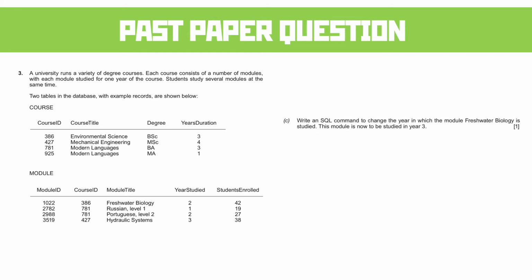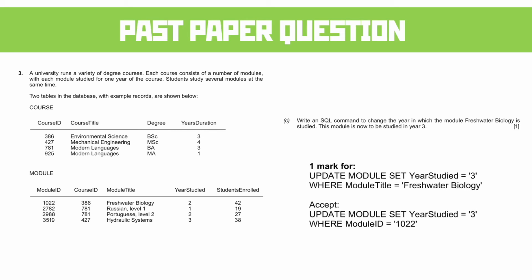Part C, write an SQL command to change the year in which the module Freshwater Biology is studied. This module has now been studied in year 3. So this is going to be an update query, update module table, set the year studied to 3 where the module title is Freshwater Biology. That is where the mark comes from.